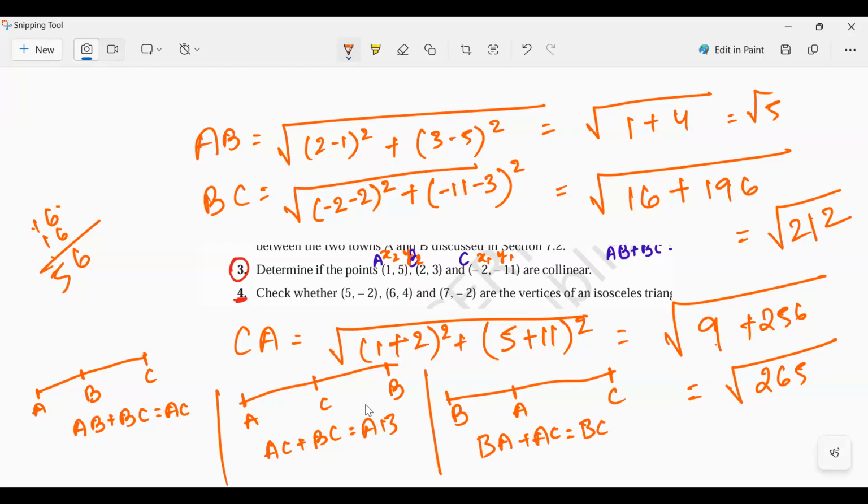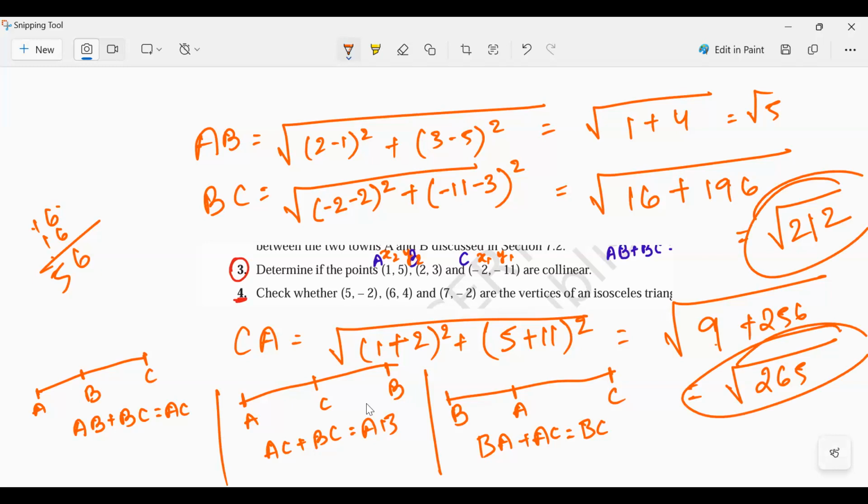So these 3 points are not collinear. You can clearly see if you add root 5 with root 212, definitely you will not get root 265. Or if you add root 265 with this root 5, you will not get it. So you add any two of them over here, the third one you are not going to get.